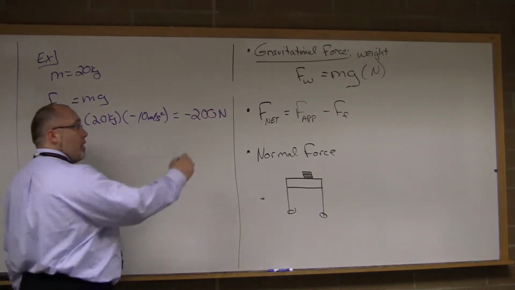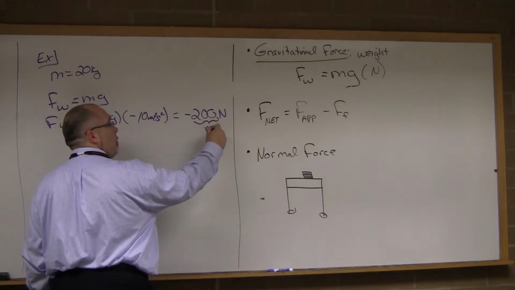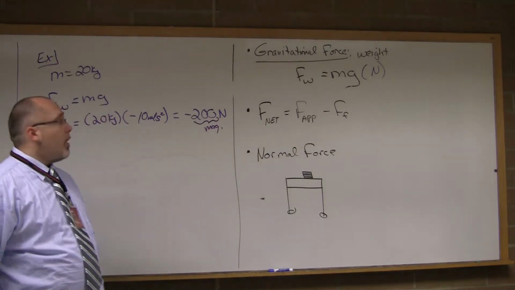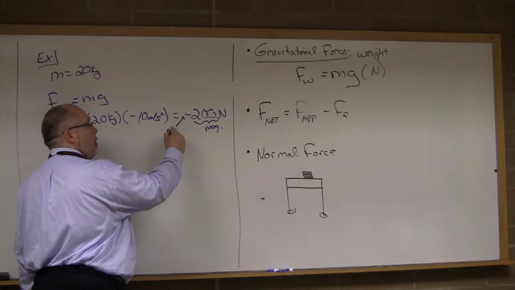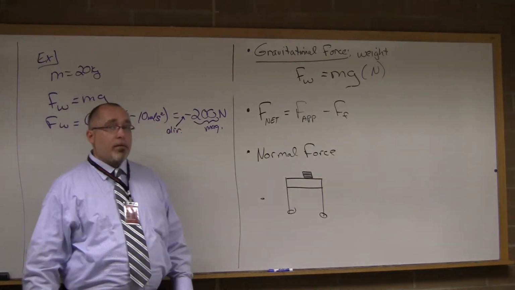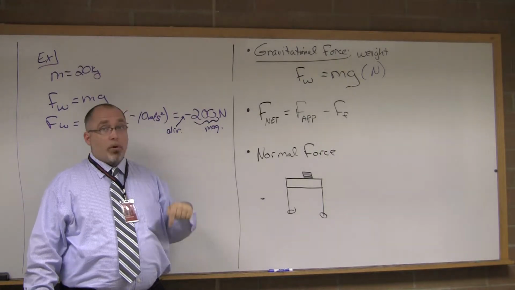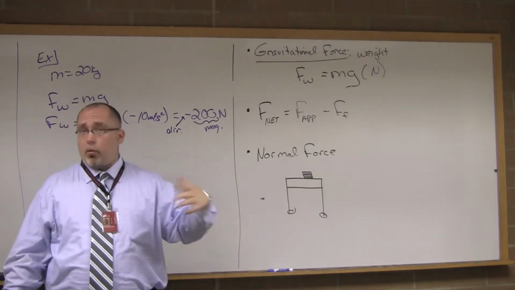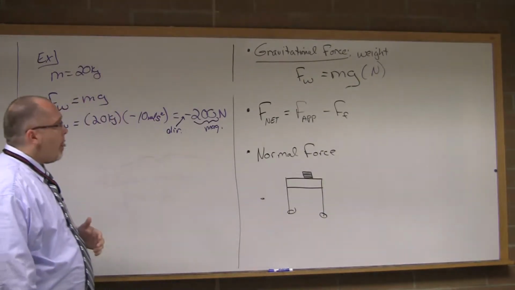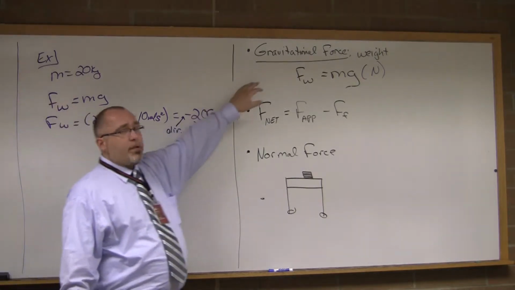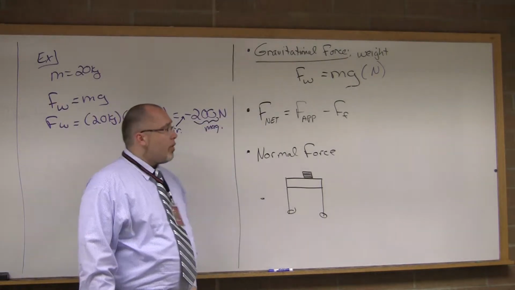Now in this case, the magnitude would be the 200 newtons. And the direction would be the negative sign, which is denoting downward. Weight is always negative because it's always in a downward direction towards the center of the Earth or whatever planet you happen to be on. So that's one specific force I wanted to discuss, that being gravitational force.